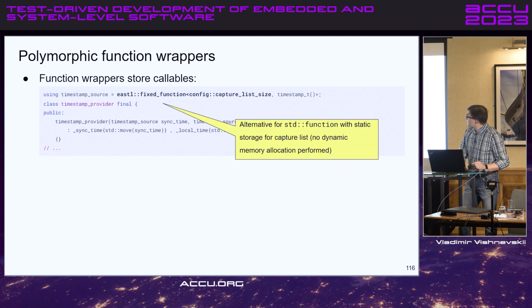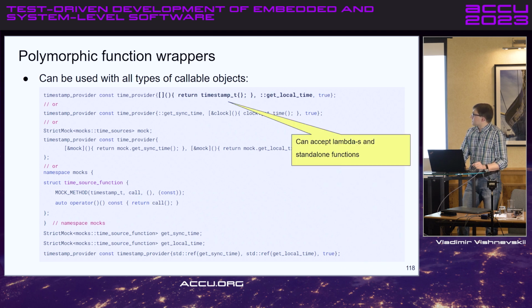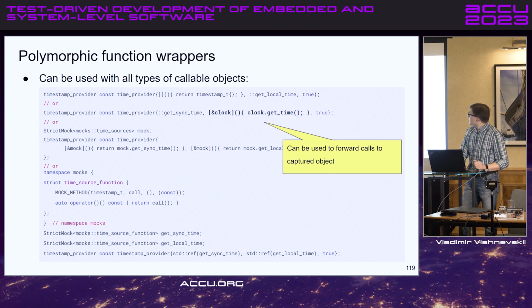Our code will then be dependent on this. I will switch now to a class to hold these dependencies: from function to class, we have a timestamp provider, and it depends on this function wrapper. It can be used with very different types. We can inject lambdas, so closures that are the result of a lambda expression, standalone functions, or capture some object, and this is really convenient. We can simply connect different pieces of code together without rewriting or introducing more code, so the boilerplate can be kept quite minimalist.